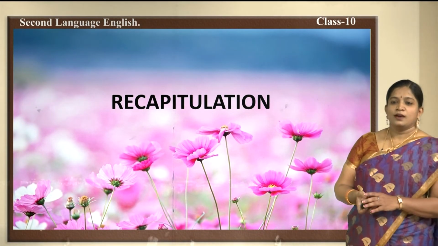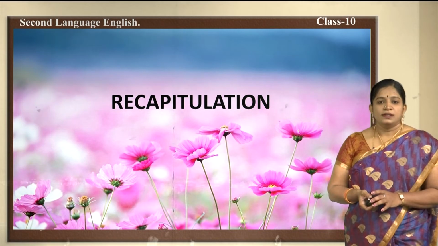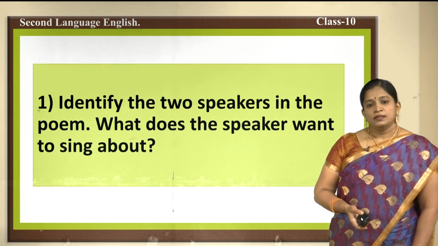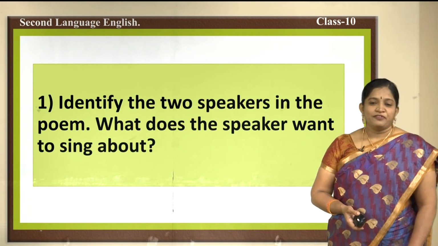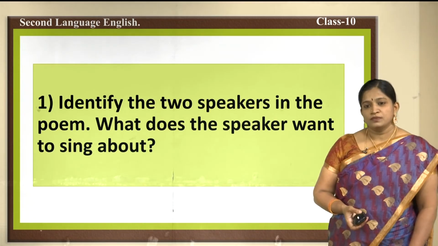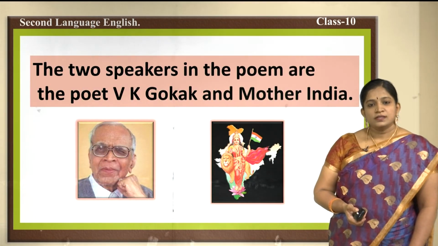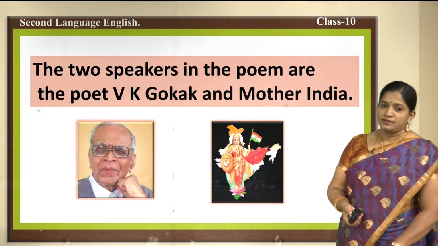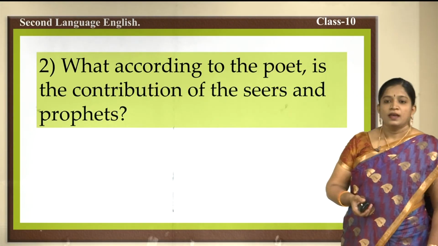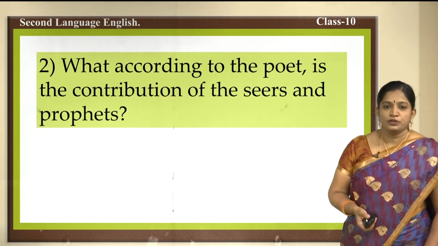Okay children, now let us have a look at what we have learned so far. Okay, here are some questions children. The first question, identify the two speakers in the poem. What does the speaker want to sing about? Your answer should be like this. The two speakers in the poem are the poet V.K. Gokak and Mother India.